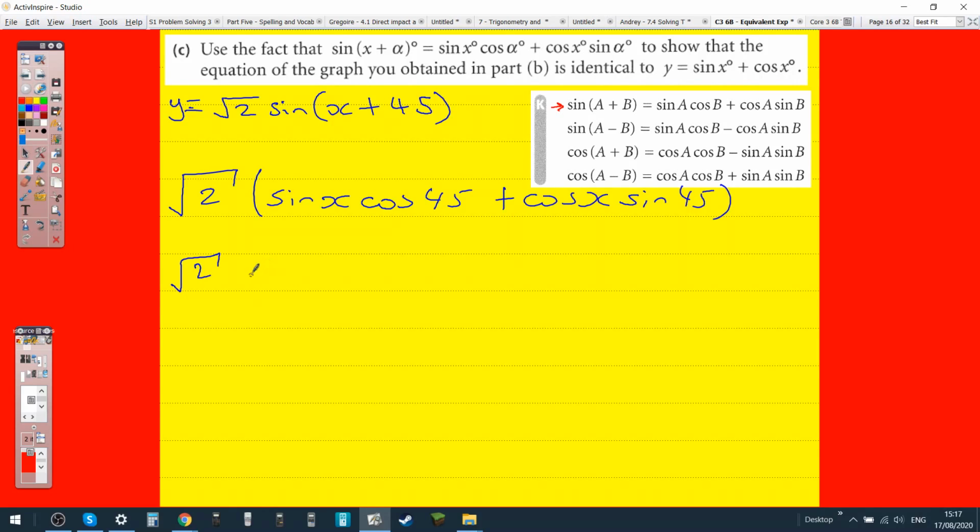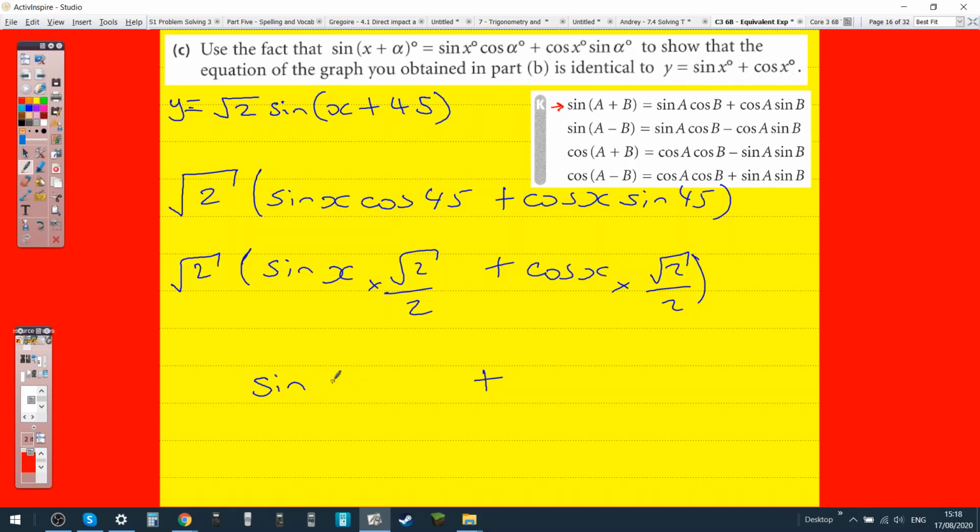I'm guessing it'll be something like a half. So I think it might be root 2 over 2. Yeah, it is. Root 2 over 2. Sine 45 will be the same thing. And what is root 2 times root 2 over 2? Root 2 over 2 squared. What is root 2 squared? 2. 2 over 4, also a half. 2 over 2.